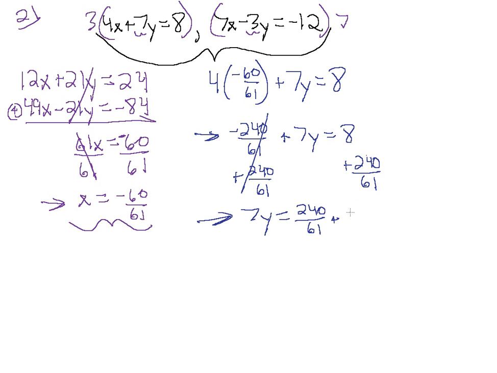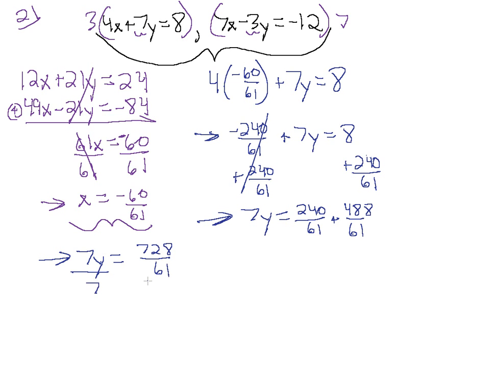We can convert 8 into another ugly fraction, so we have 61 as a common denominator. The numerator will be 488. Now we can combine those two fractions in the next step. So we have 7y equals, this will give us 728 over 61.